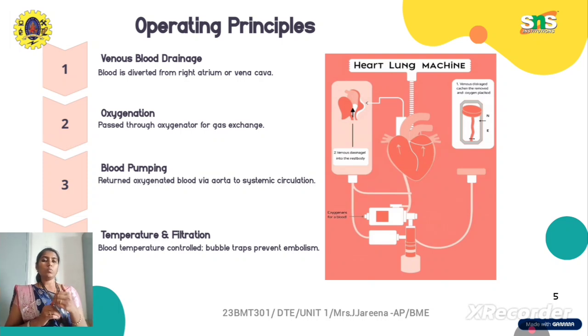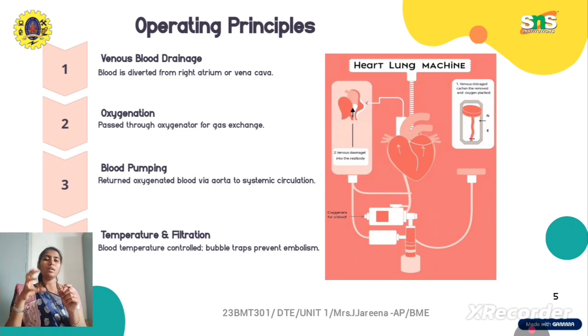So, how does it work? What is the mechanism? What is the step-by-step procedure carried out in order to have proper functionality of the heart lung machine, right? The first one is the venous blood drainage. The venous blood drainage is nothing but the blood is diverted from the right atrium, or we can say the vena cava. You have the inferior vena cava and the superior vena cava.